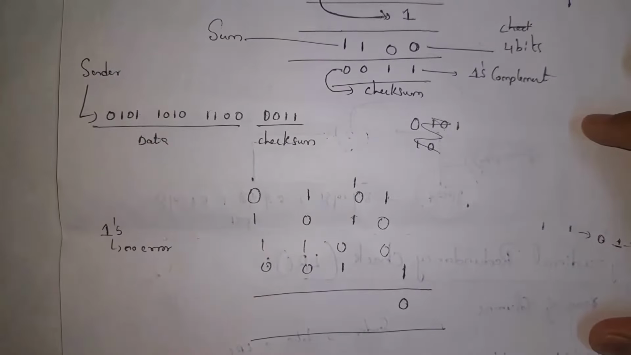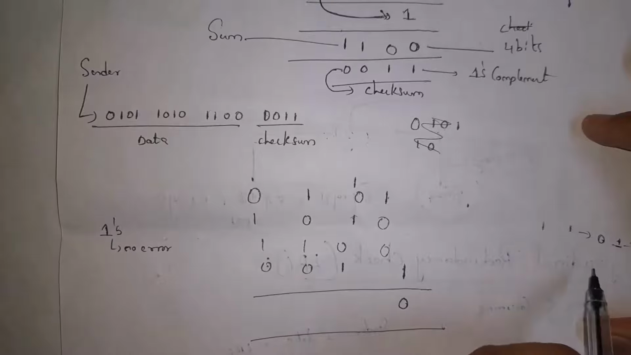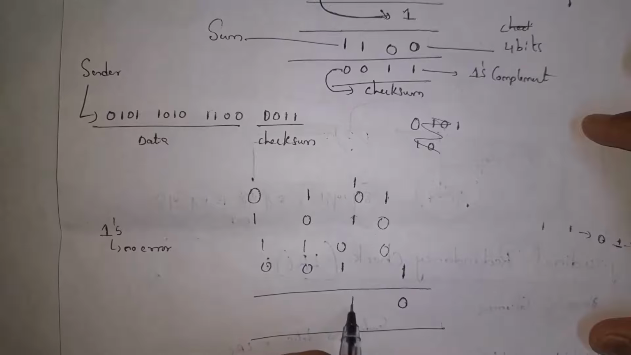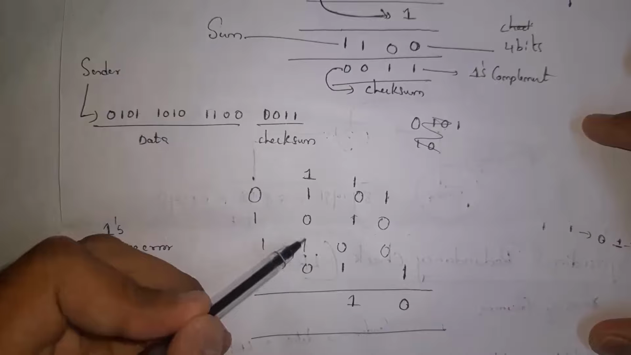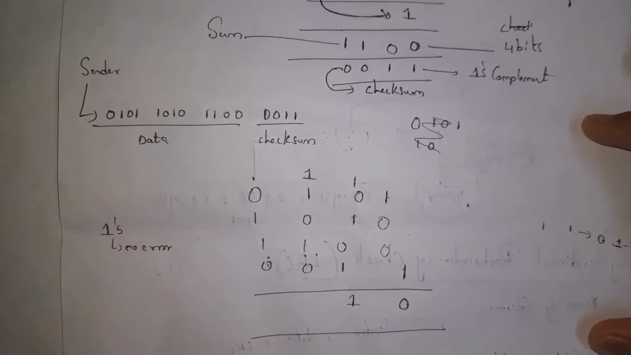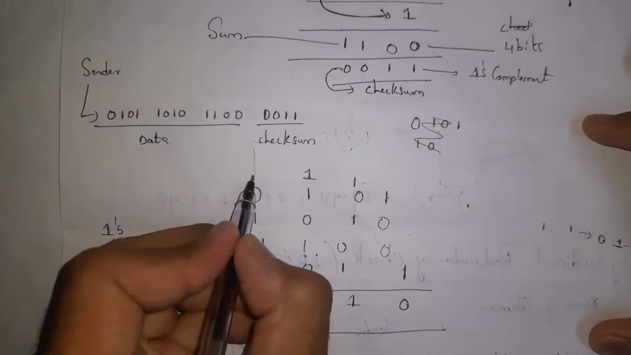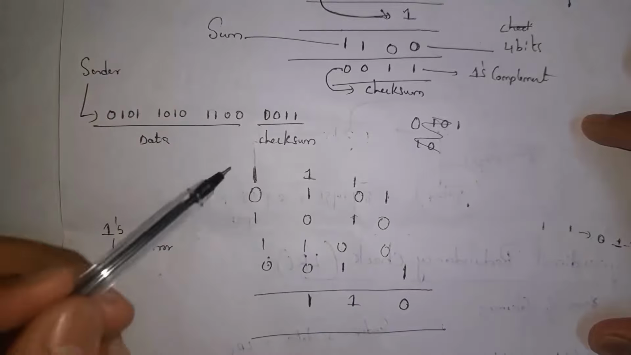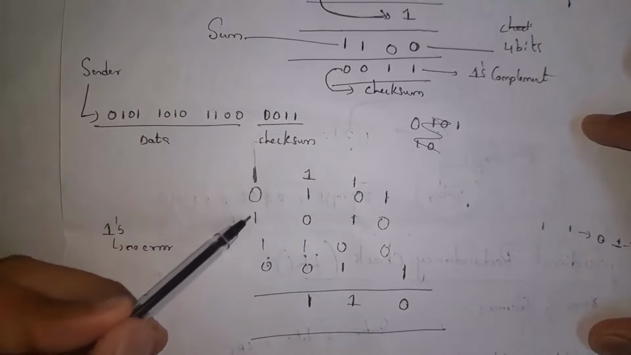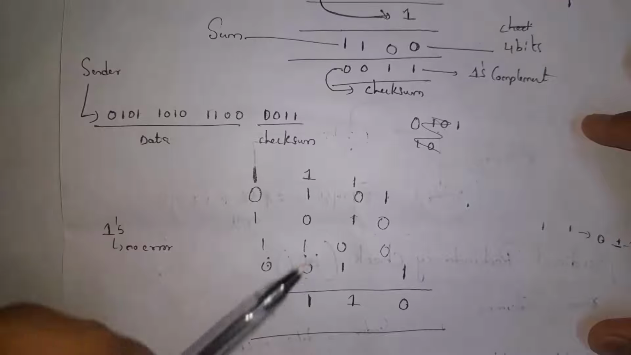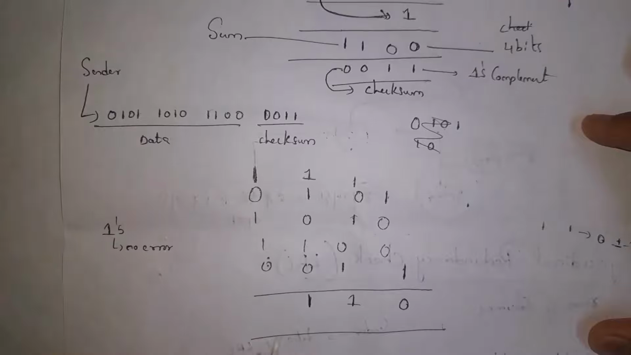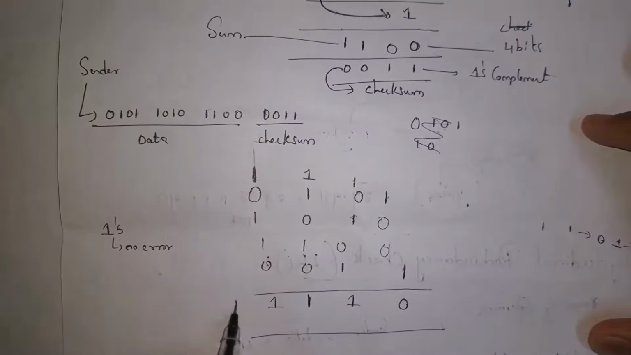As there are three 1s, 1 plus 1 plus 1 is nothing but 11, where the first 1 is the sum and the next one is the carry. Again, if you observe here, there are three 1s, which means 1 is the sum and the next one is the carry. And again, if you observe here, 1 plus 0 plus 1 plus 1 plus 0, there are a total of three 1s. So 1 plus 1 plus 1 is nothing but 1, and 1 is the carry.